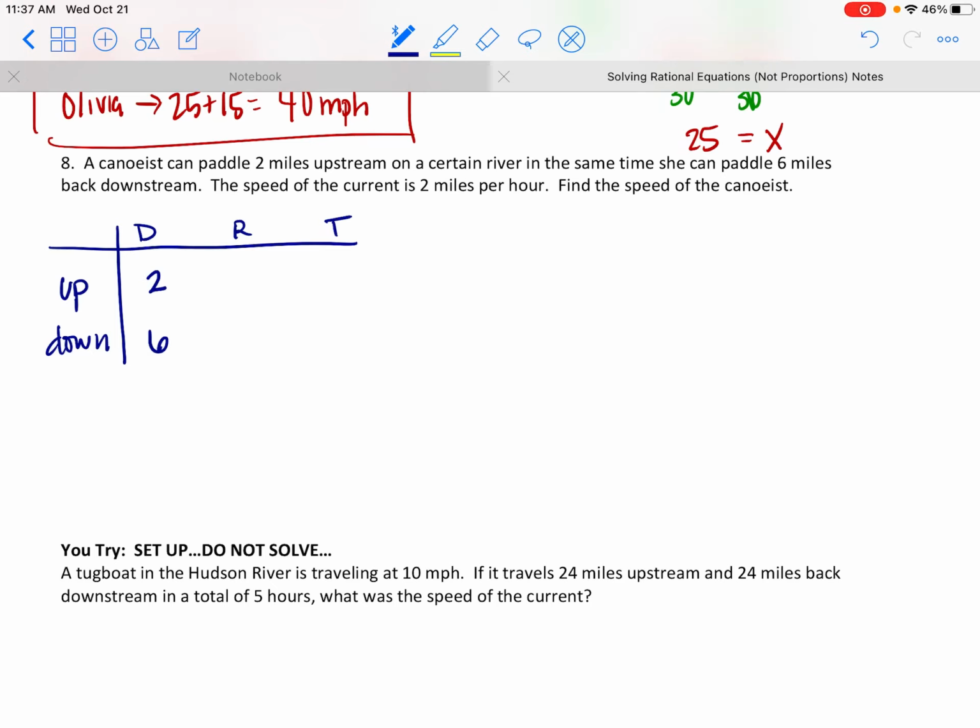So her speed, we don't know what that's going to be. The speed of the canoeist, we're going to call that x here. But we do have to factor in the speed of the current. So there's going to be 2 things going on in our rate column, our speed column. Hopefully you understand current. If you're going upstream, that means you're fighting the current, it is going against you. So if the current's going 2 miles per hour and you're going against it, you're basically going to lose that 2 miles per hour from your speed. And if you're going downstream, you're going with the current, then you can go ahead and add the speed of the current to your speed.